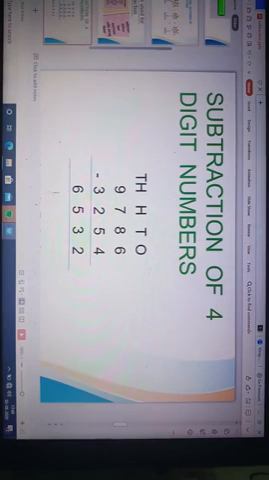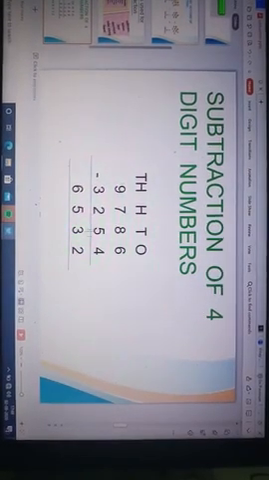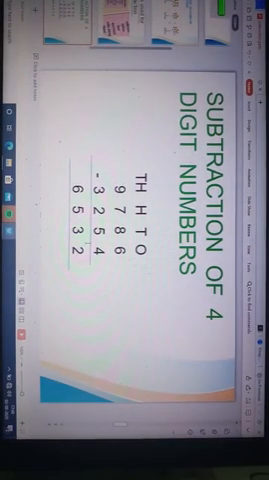Now let's learn the subtraction of 4-digit numbers. Now these two numbers have been given to us. First number is 9786. Second number is 3254. Now how will we subtract it? First of all, we will take ones. The first step is subtract ones.